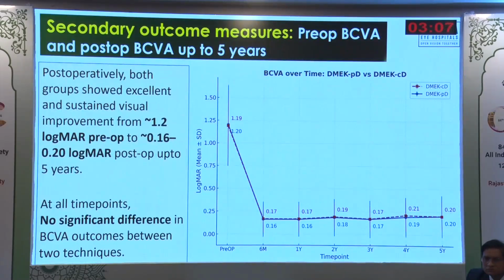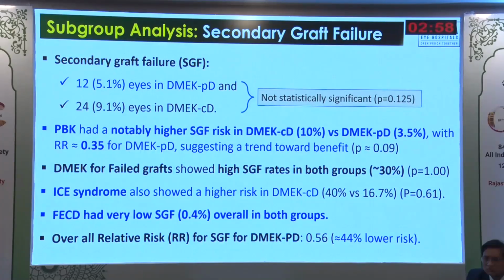In terms of visual outcome, both groups achieved good vision and maintained it over 5 years. There was no difference at all time points. Coming to secondary graft failure, the DMEC-CD group had more secondary graft failures. However, it was not statistically significant.